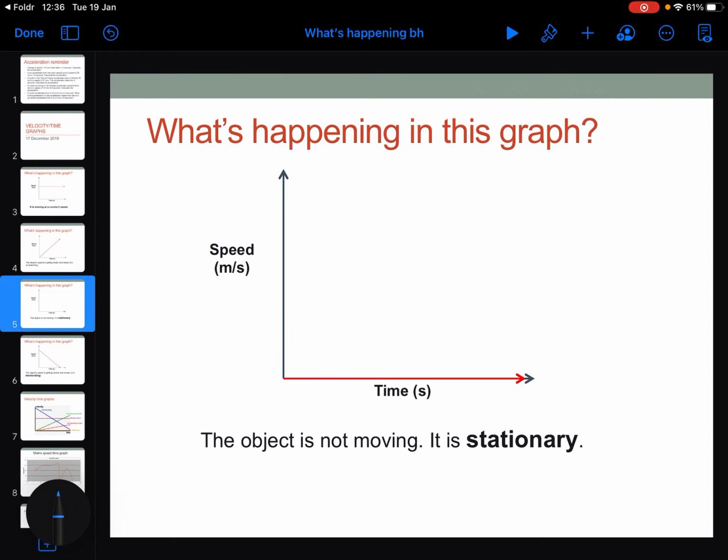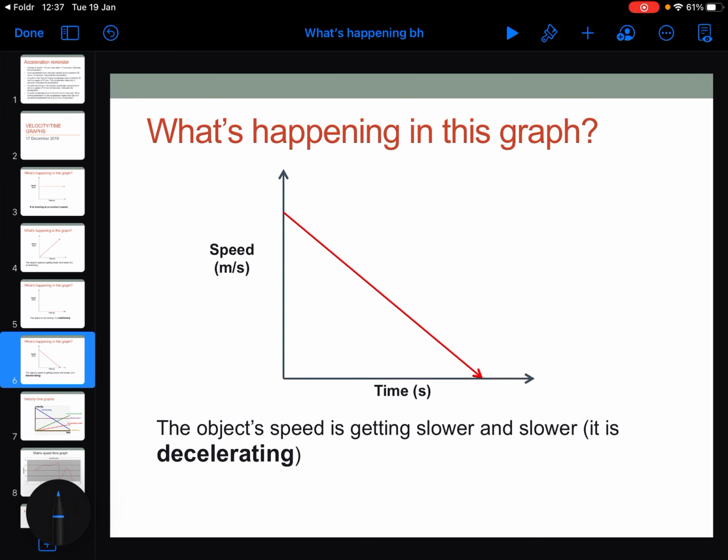Right, the next one is a bit weird. Have a look. Can you see the fact the line is actually at 0 at the bottom there? That is because the object has not got any speed. So we say if the line is at the bottom, it is stationary. Remember, stationary means not moving.